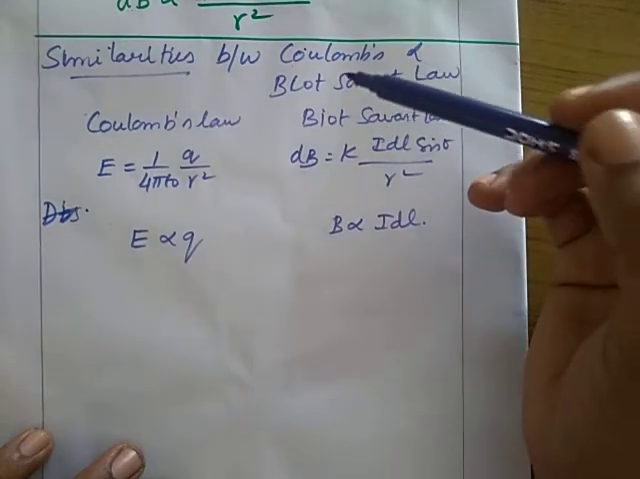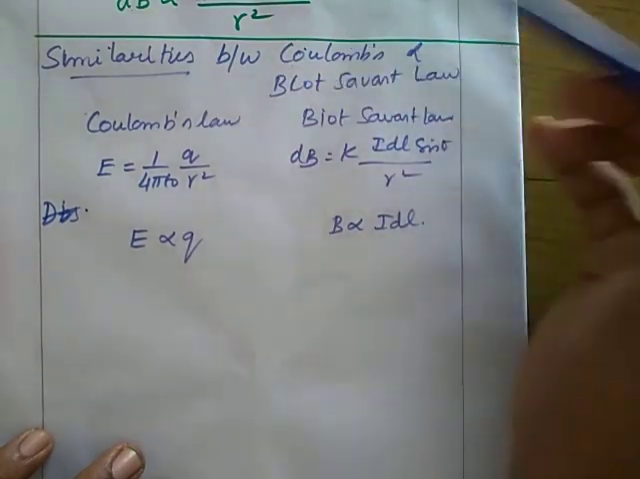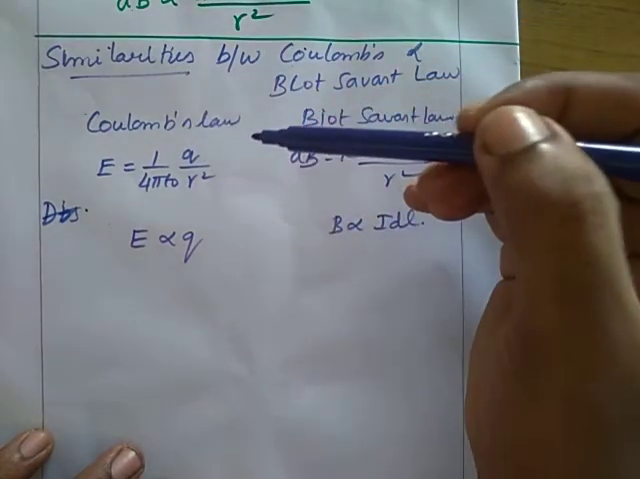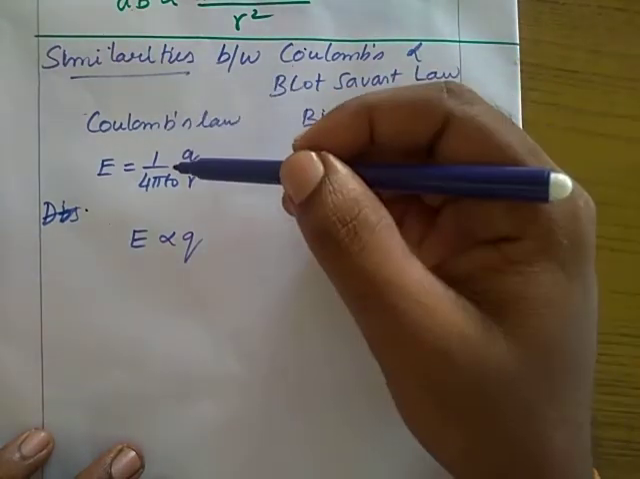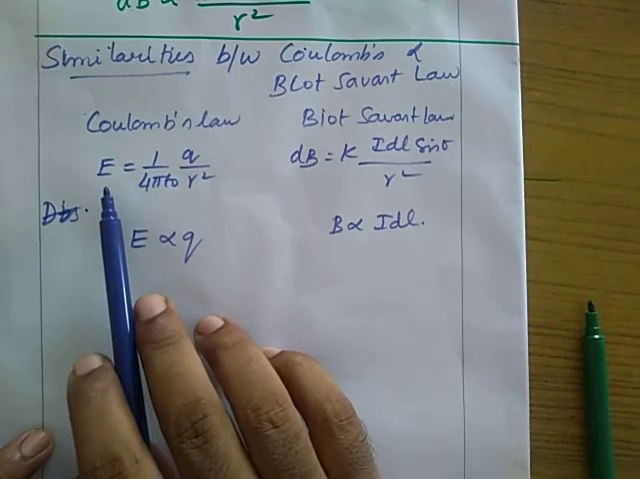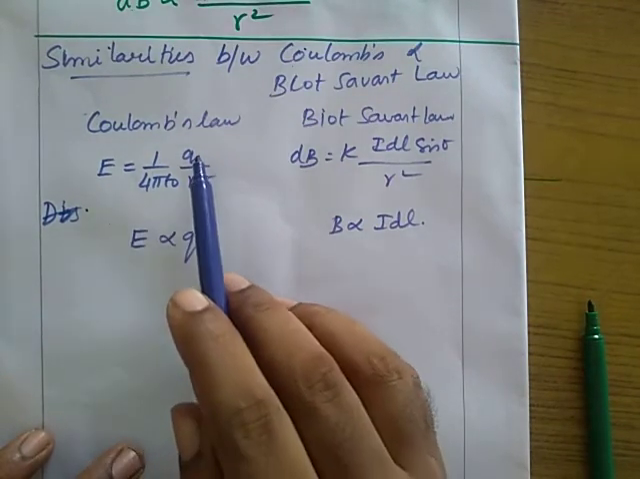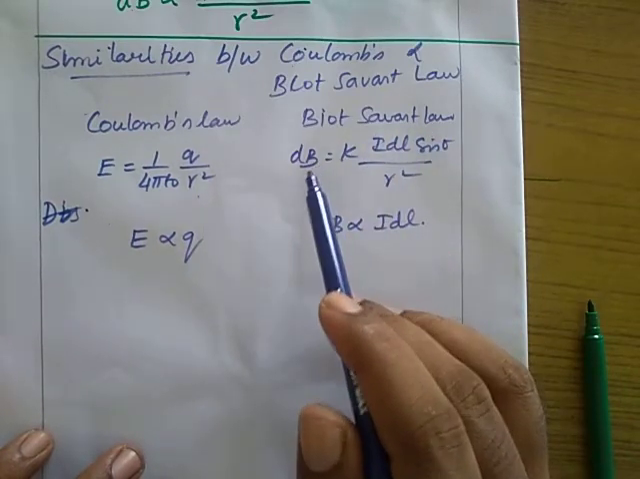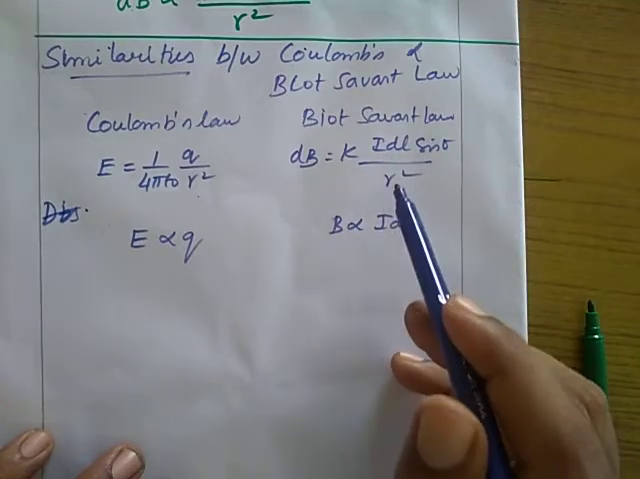Here we see some similarities between Coulomb's law and Biot-Savart law. We know Coulomb's law gives the force of attraction or repulsion between two charges. Using Coulomb's law, we get the electric field E is equal to 1 by 4 pi epsilon naught q by r square. Biot-Savart law gives the information about the magnetic field: dB is equal to k I dl sin theta by r square.